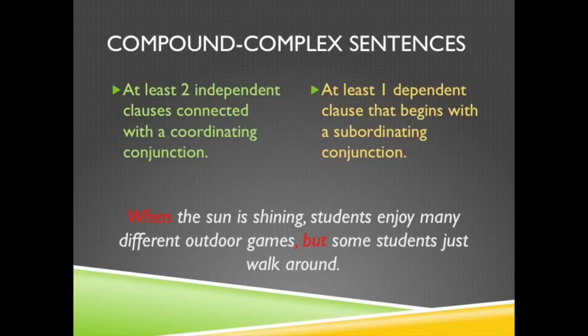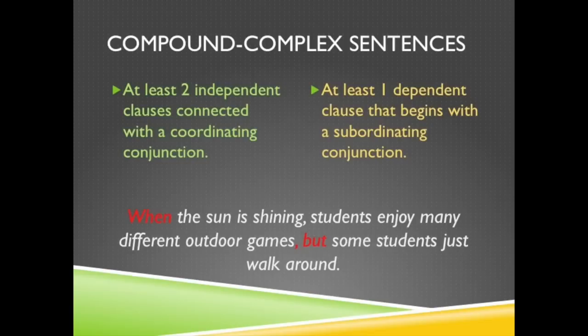At the bottom of the screen, here's an example. "When the sun is shining, students enjoy many different outdoor games, but some students just walk around." In red, I highlighted the two different conjunctions that we can find in this sentence. When is a subordinating conjunction, and but is a coordinating conjunction. These show me that I have one of each, and I have a compound complex sentence.